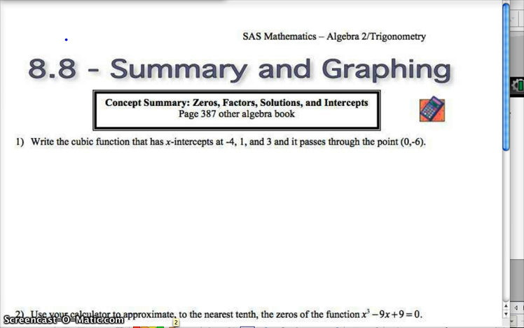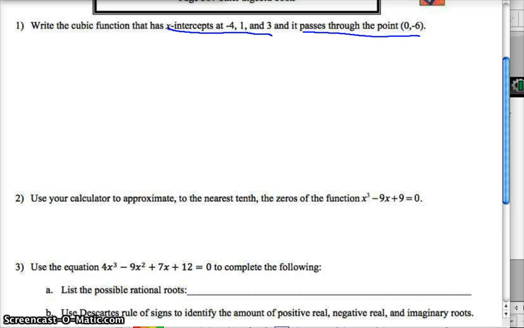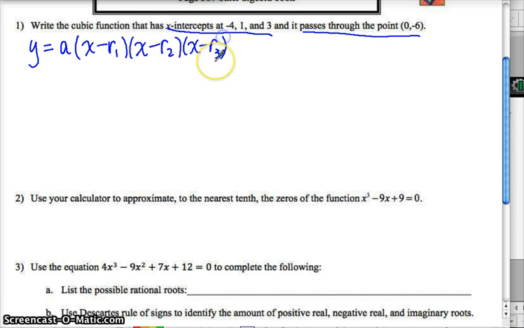So it says write the cubic function. So question number 1, write the cubic function that has x-intercepts at -4, 1, and 3 and passes through point 0, -6. Okay, so how are we going to do that? Well, if you remember back to our quadratic, we said y equals some kind of constant. We don't know what that constant's going to be, or some kind of value that's going to stretch or shrink our parabola. In this case, it's going to be a cubic because we have 3 roots. So it's x minus root 1 times x minus root 2 times x minus root 3.